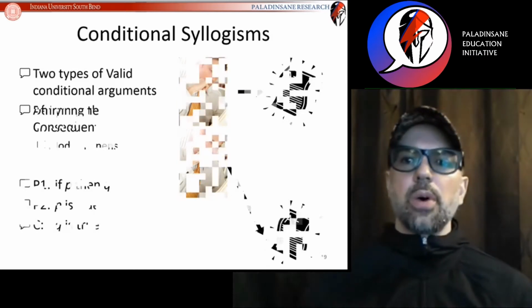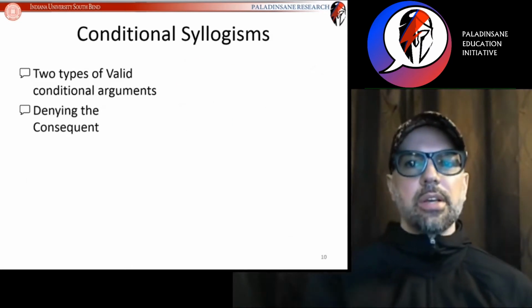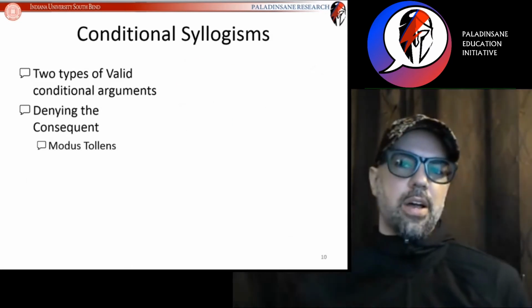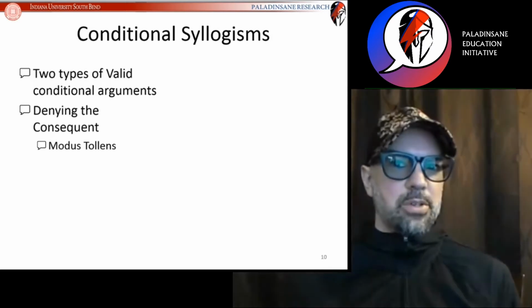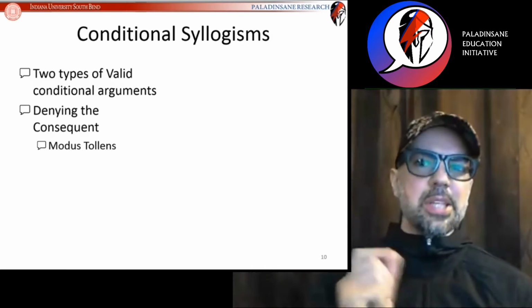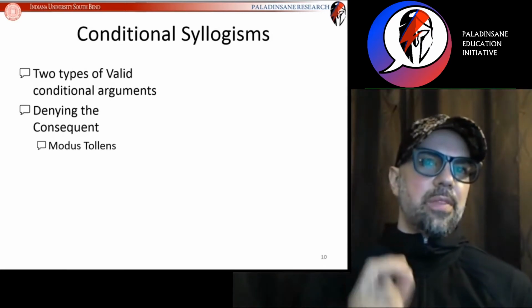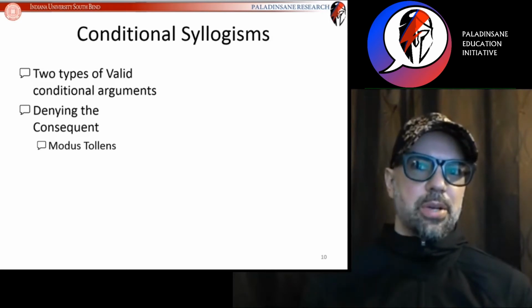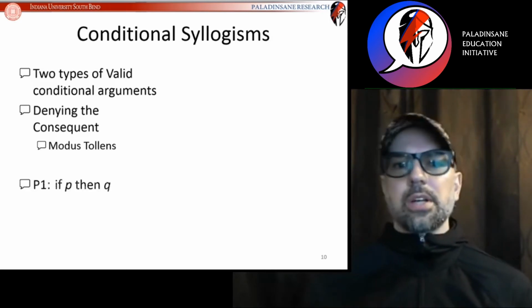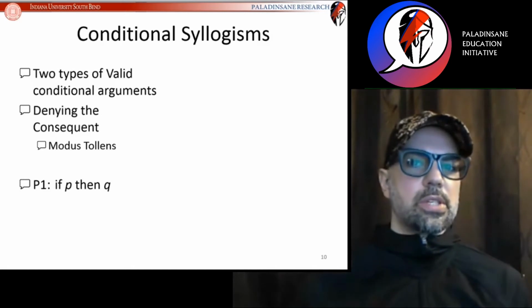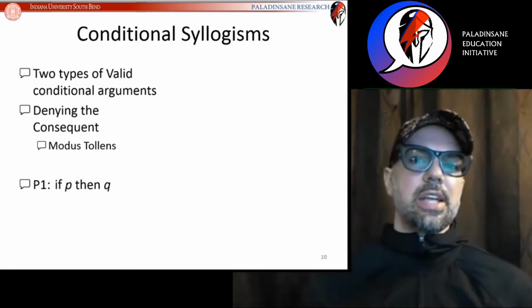All right, next one that's valid, denying the consequent. This is also known by the more fancy Latin modus tollens. So this is denying the consequent. Remember, that's what's going to happen in premise number 2. So premise number 1, we start off if P then Q. That's the one that we always start off with. Now we're going to deny the consequent.